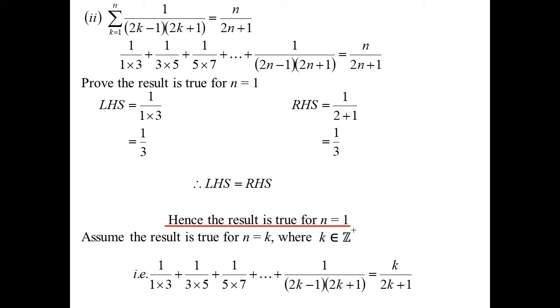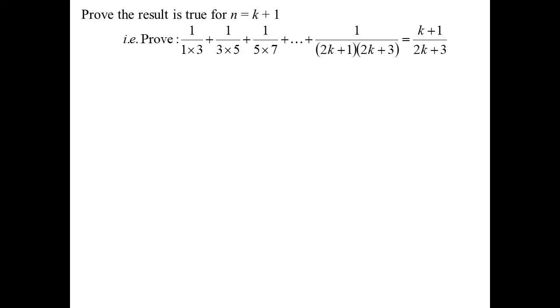Now, I've written it out in the full series there. I could have used some notation as well. Prove it's true for n equals k plus 1. So this is what I'm trying to prove. The last term now becomes 1 on 2k plus 1, 2k plus 3. And what I'm trying to prove will be k plus 1 on 2k plus 3. Okay, let's do the proof.